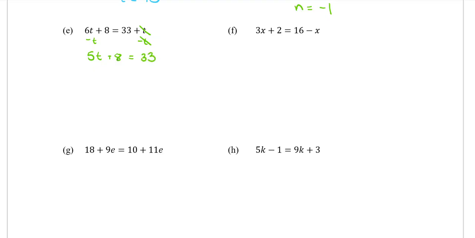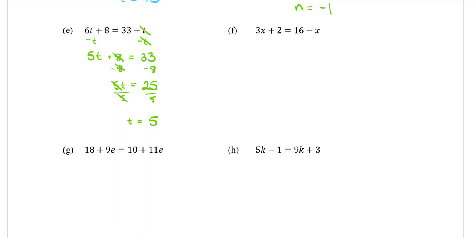Then 2 steps. We're going to subtract 8, which gives 5t equals 33 take 8 is 25. And then divide by 5, and we get t equals 5.